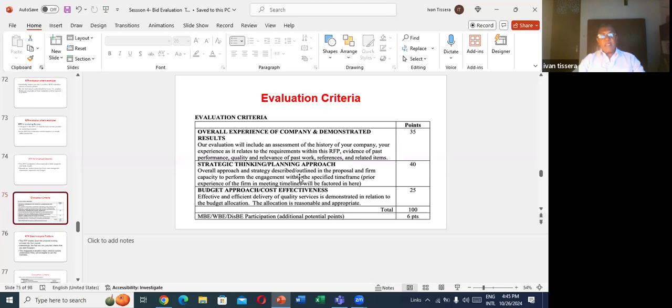Strategic thinking and planning approach: the overall approach and strategy described and outlined in the proposal, and the firm's capacity to perform the engagement. Budget approach and cost effectiveness: effective and efficient delivery of quality service is demonstrated in relation to the budget allocation, and the allocation is responsible and appropriate. So 25 altogether. Participant additional potential points, 6 points.